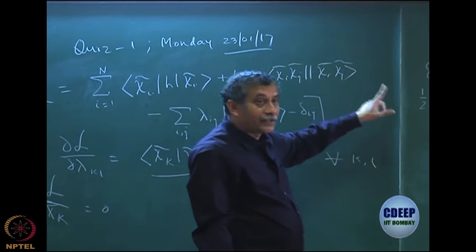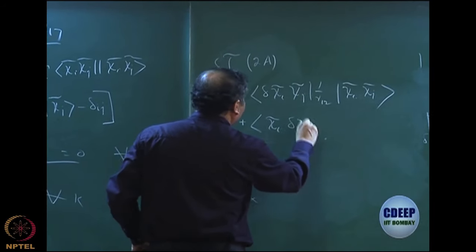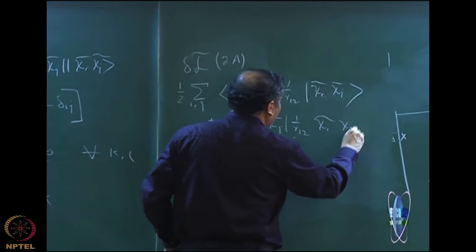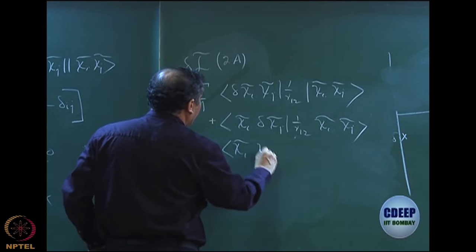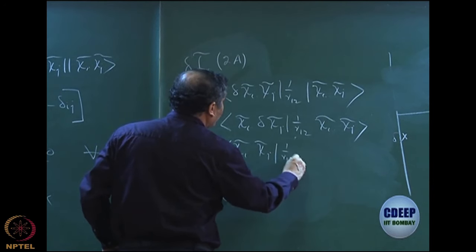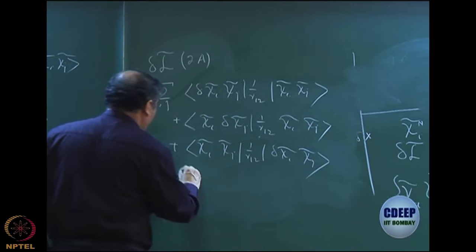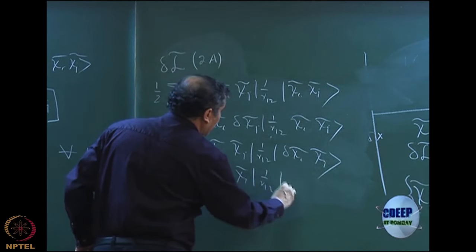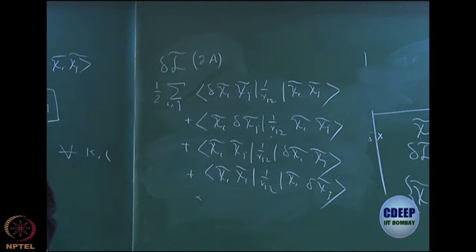Then I can change chi j tilde, because remember, this is for all chi I, a dummy variable. So there will be another term which will be chi I tilde, delta chi j tilde, 1 by r 12, chi I tilde chi j tilde. Further, there will be a third term, which is chi I tilde, chi j tilde, 1 by r 12, delta chi I tilde, chi j tilde. And there is a fourth term, which is chi I tilde, chi j tilde, 1 by r 12, chi I tilde, delta chi j tilde. I think all of you can write it very easily.